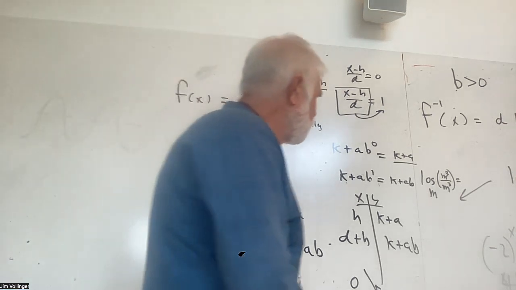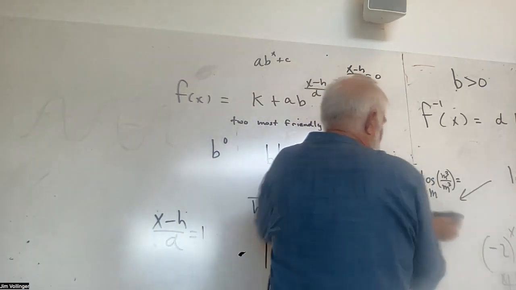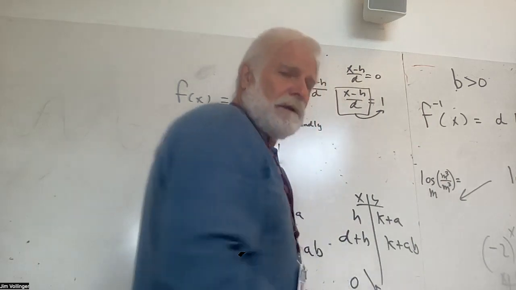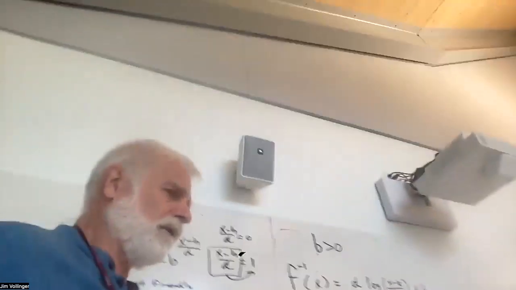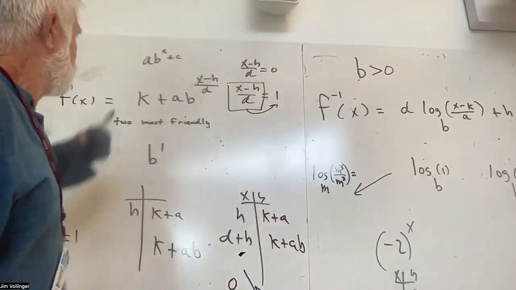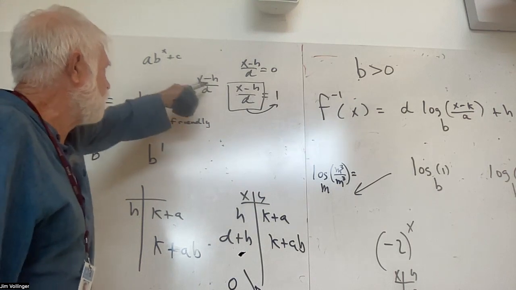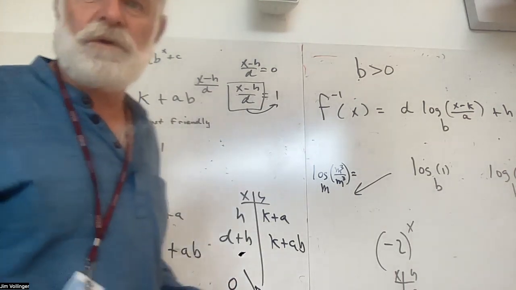Okay, so what about, over here now, I'm kind of running into, I'm going to erase that, right? Because now we're going to do the inverse. And we did the inverse over there, I think already, in terms of moving k over, minus k, dividing by a, log base b, multiplying by d, adding h. So that's what's over here.